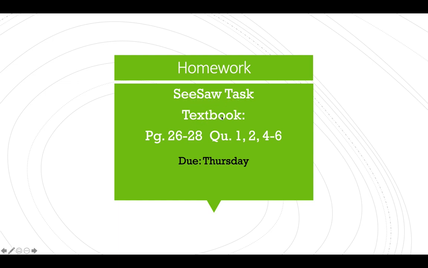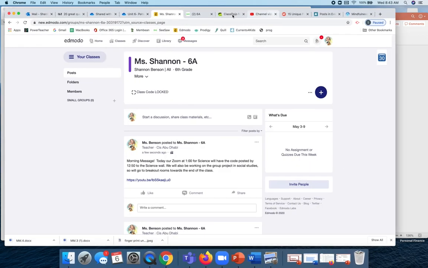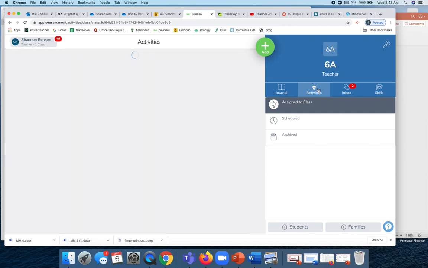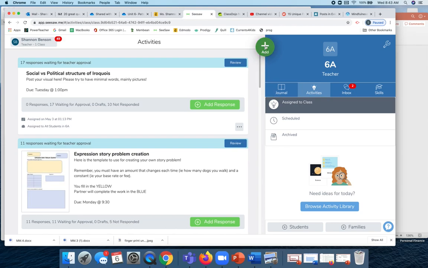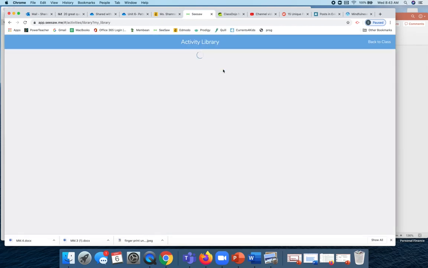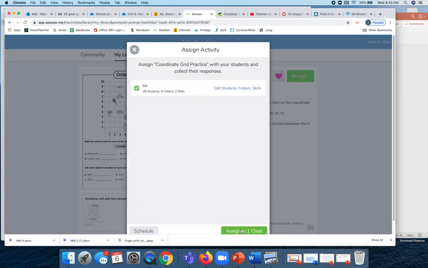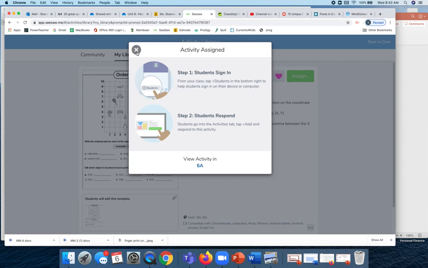I'm going to show that first. Okay, Seesaw. Let me see here. I still have to make this. I have it, this one. I'm just going to assign this right away. You guys will see it. Even if you notice this pop up, you can do it right away.